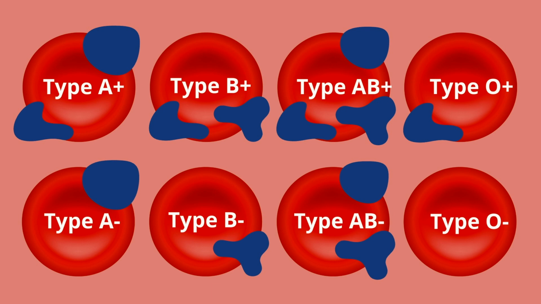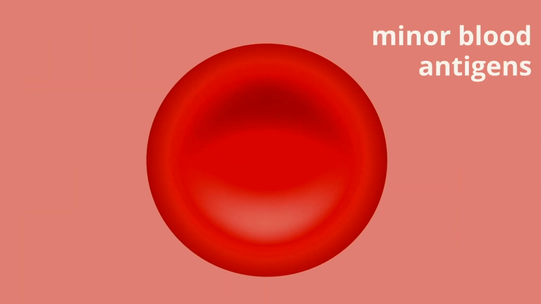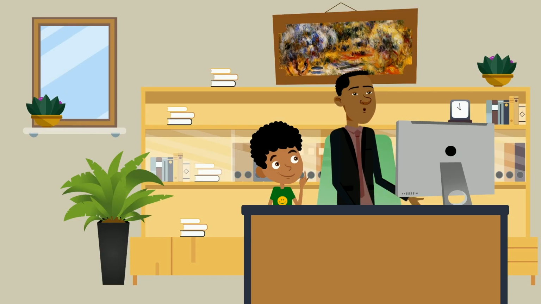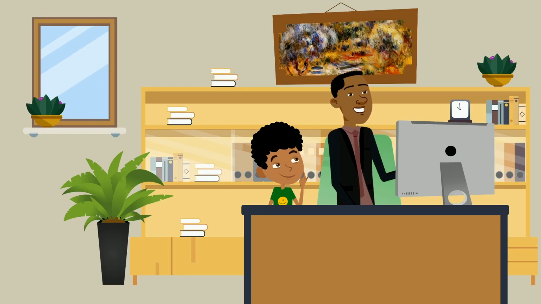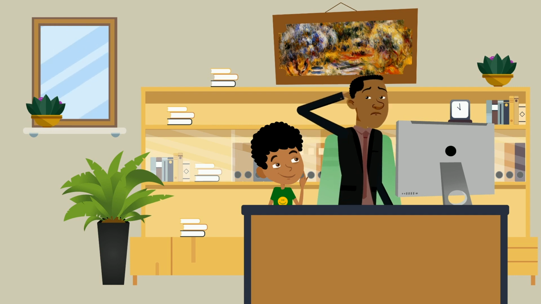There are over 300 other antigens a person could have, but they are not usually listed in the blood type name. These are called minor blood antigens. Some of the most important ones for a person with sickle cell disease to know are named C, E, and Kell. I wonder why you need to know this information about major and minor antigens.